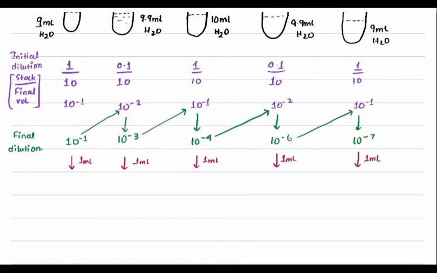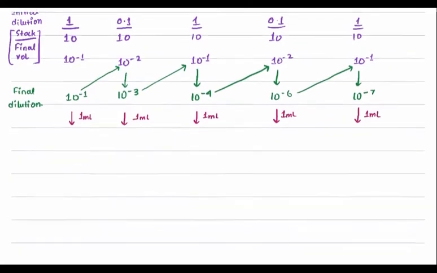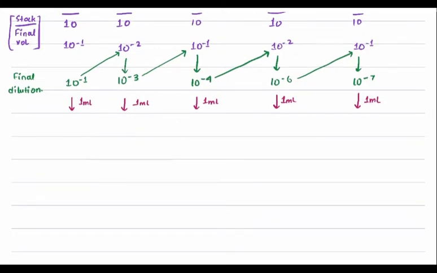And you plate it into nutrient medium, and you let the bacteria grow. After growing, you calculate the number of colonies. So next step, number of colonies. You need to calculate that in each plate.